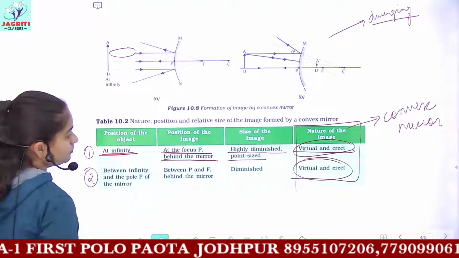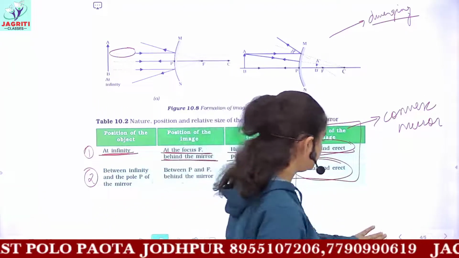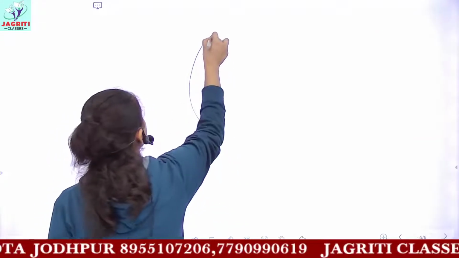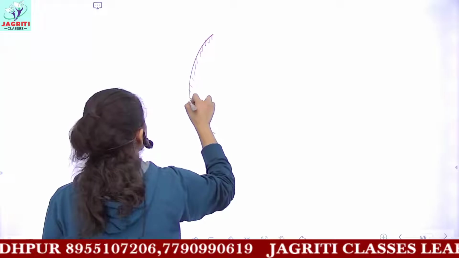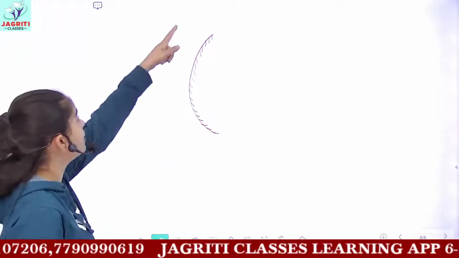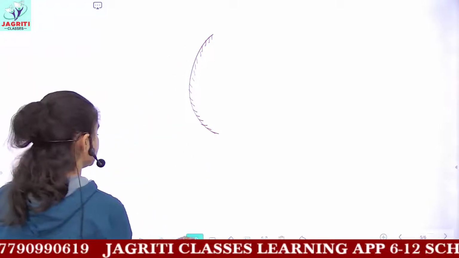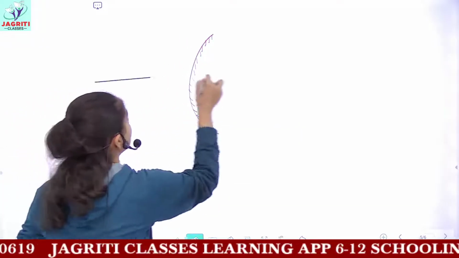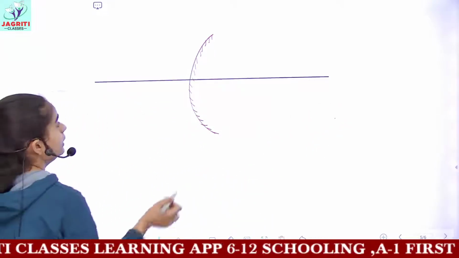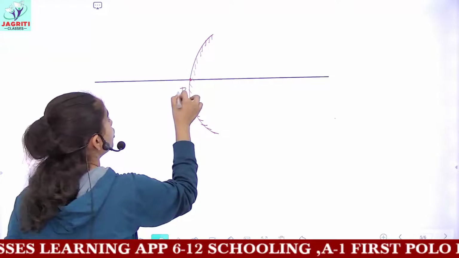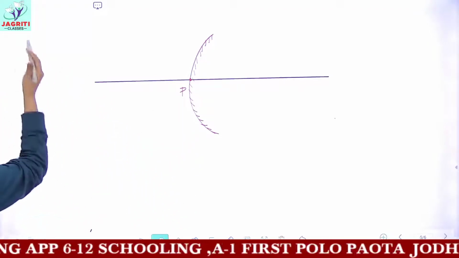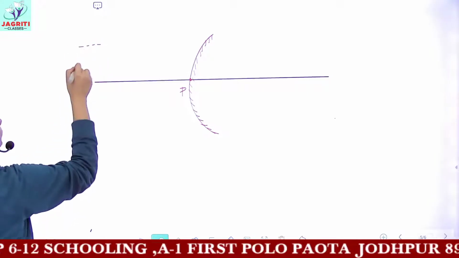So if I draw the first diagram, then the first diagram would be what? I have to draw a convex mirror. For drawing a convex mirror, I have to paint the mirror from the inner surface, because I have only one reflecting surface, that is the outer reflecting surface. Then you have principal axis you have to draw. Then you have to label this point as the pole of mirror. Now you have to place the object at infinity. When the object is at infinity, just draw the dotted lines.